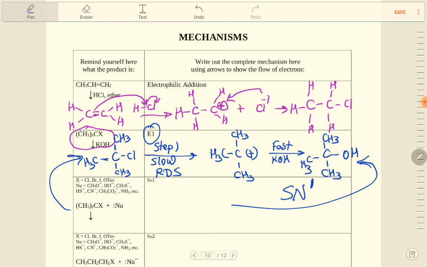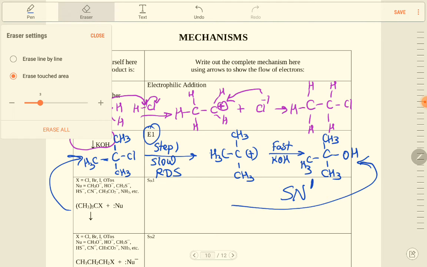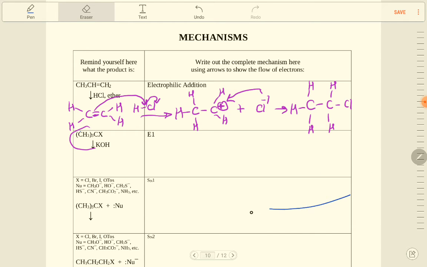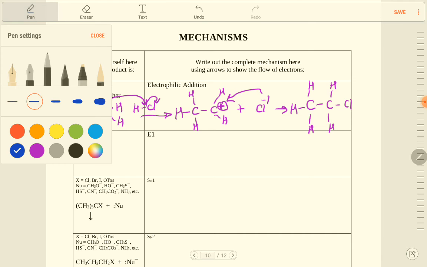Alright. So I'm gonna erase so that way I will have enough space. Alright. So we worked on Sn1. We need to work on E1 reaction. So I'm gonna try and erase and get some space here. Okay.